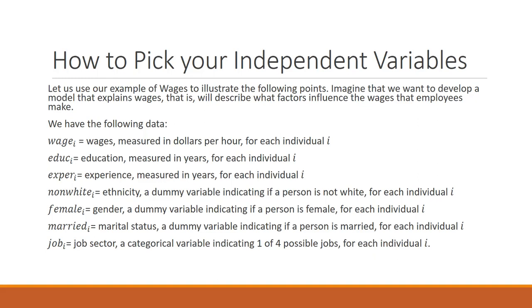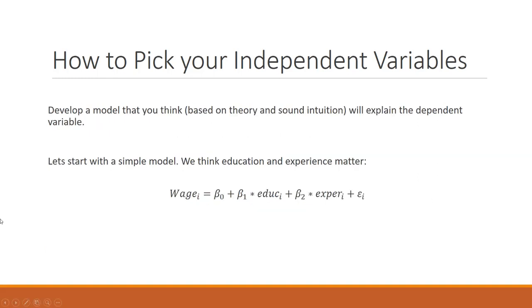Okay, so then let's think about that. Now, we might be able to think of some other variables, maybe innate ability. Maybe the job sector that you work in, that might affect it. Okay, but let's start. Let's do our first multivariate regression model, just as the most simple. All right, let's just start simple.